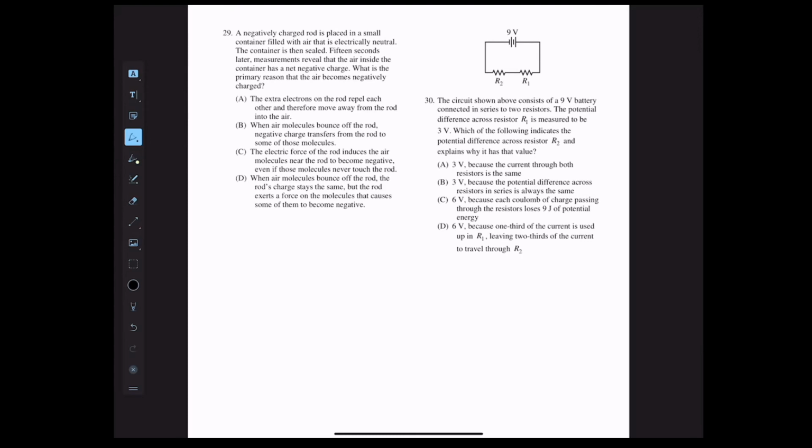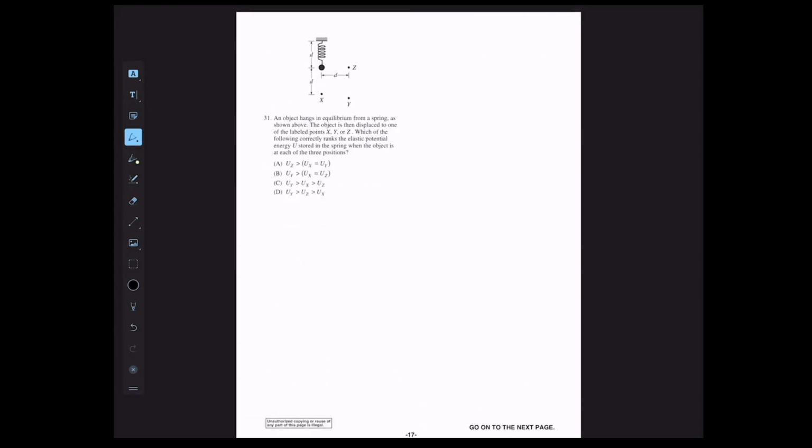These two are electricity and circuit problems. Okay, 31.